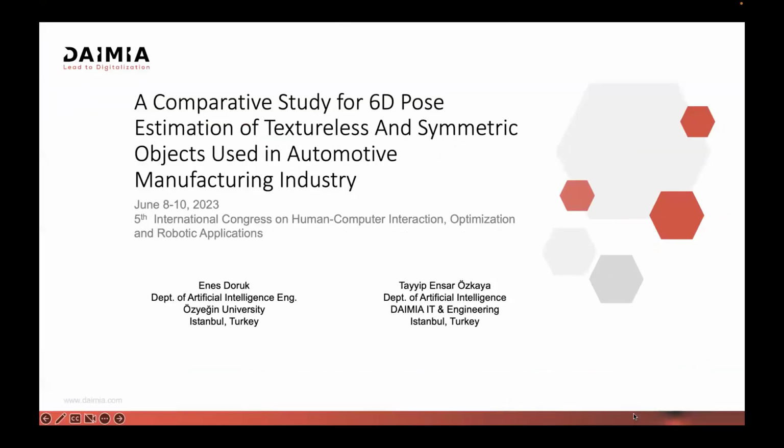Okay, hello everyone. I'm going to talk about our paper, a comparative study of methods for 6D pose estimation of textureless and symmetric objects used in the automotive and manufacturing industry. We did this research at Daimia IT and Engineering. Enes Doruk was a colleague of ours back then, and now he is a former colleague.